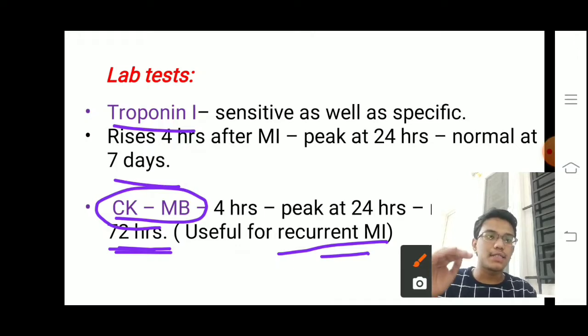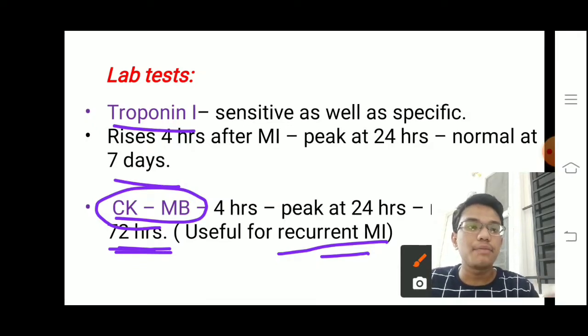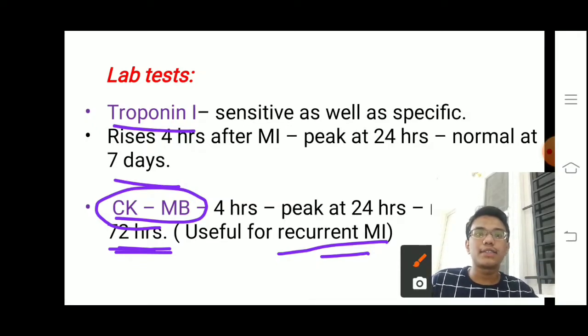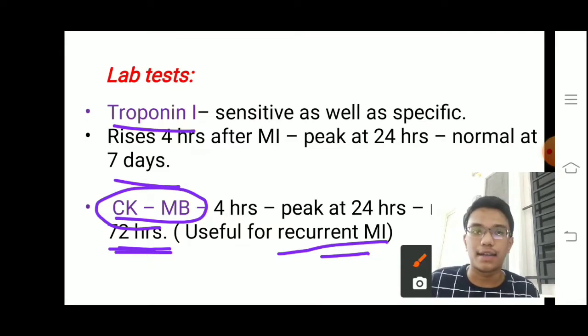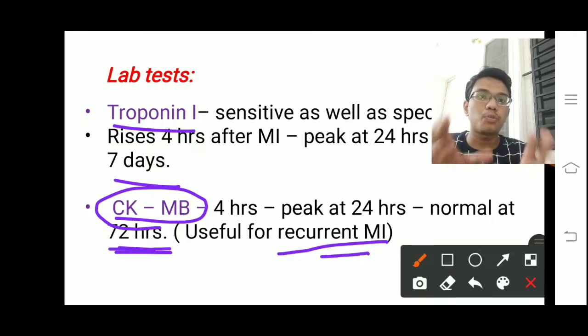So within 3 days it comes back to normal. Again, if the patient develops MI after 5 to 6 days, and this CKMB will be again elevated, that indicates that the patient had suffered one more MI attack. So in this way, CKMB can be useful for detecting recurrent MI, whereas troponin I is the sensitive and specific marker for detecting MI. So this is the difference between troponin I and CKMB, you should know.